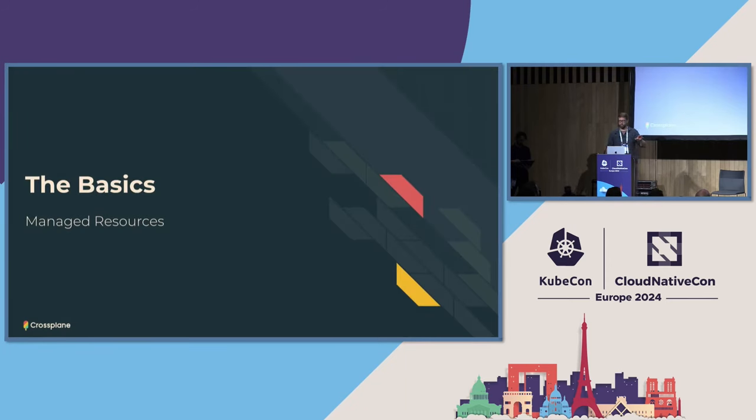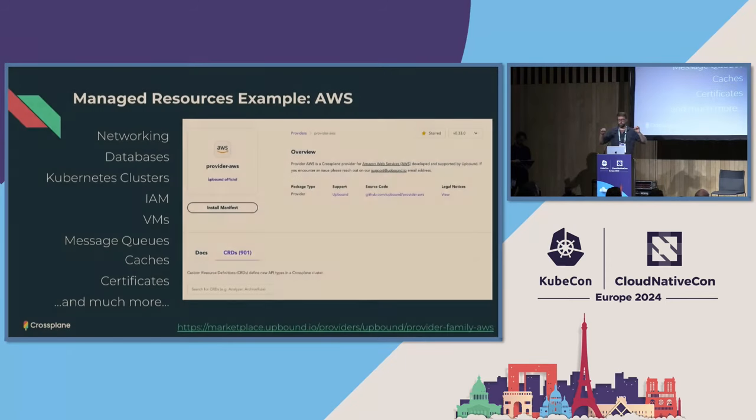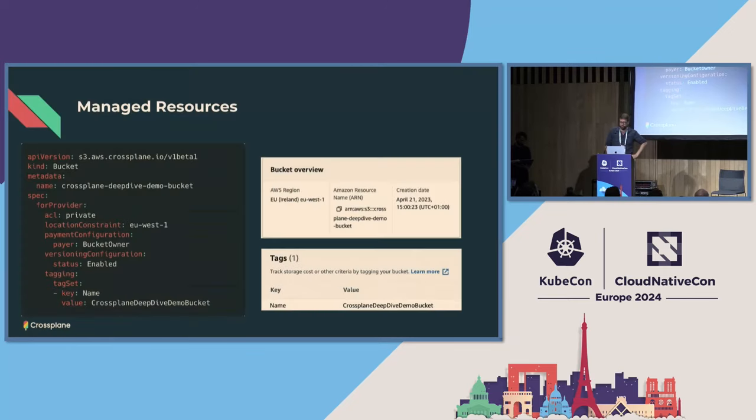Okay, so back to the basics for folks. Managed resources are a key concept in Crossplane. Every resource out there in the cloud, let's say AWS, there is a Crossplane resource to represent it. All the 900, I don't know, more than that services AWS has, there's a Crossplane managed resource for basically all of them. Each managed resource is exposed in the Kubernetes API as an object.